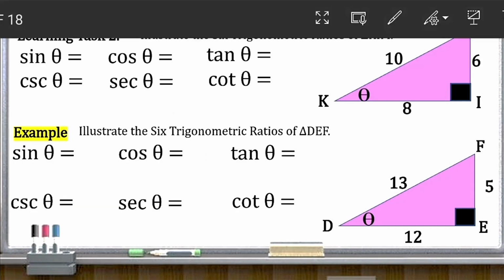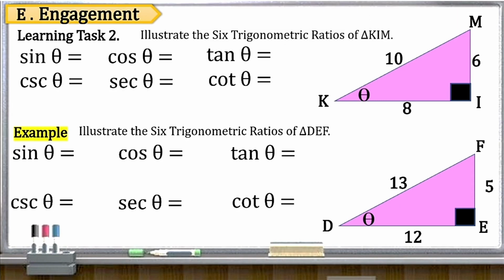Next, learning task number 2. So, halos pares lang ito class ng learning task number 1. Ang pagkakaiba lang, letters yung ginamit sa learning task number 1, dito naman ay numbers. So, sagutan natin class yung ginawa kong example. Illustrate the 6 trigonometric ratios of triangle DEF. Nandito class yung ating reference angle. So, ibig sabihin, nandito yung ating opposite side.